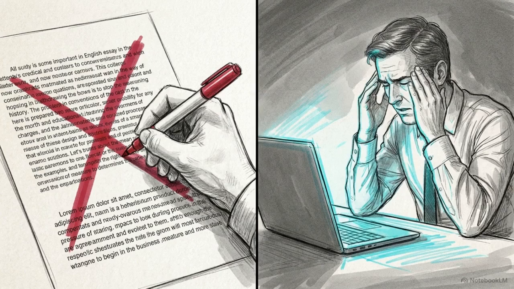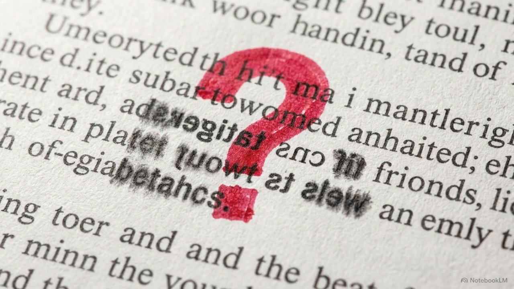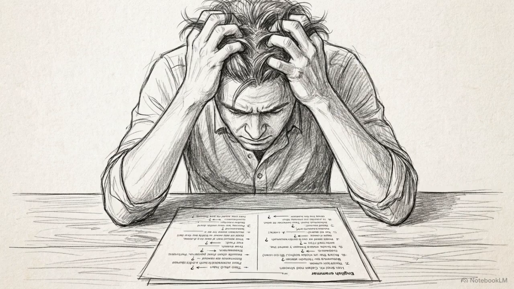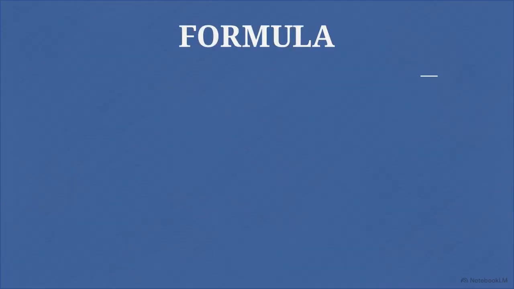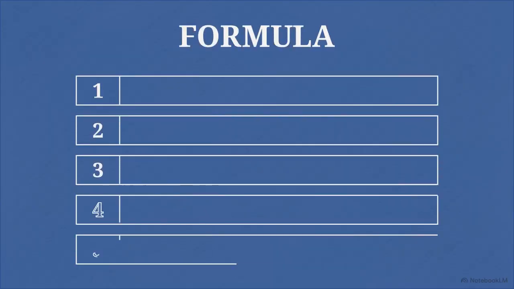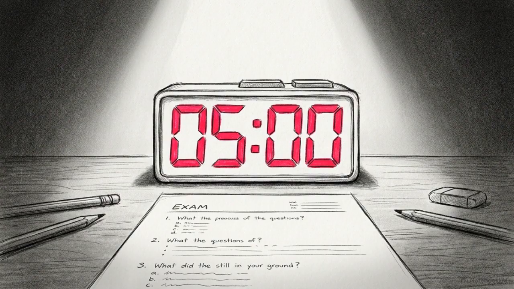Have you ever lost points on an English test or sent a confusing professional email because your sentences felt backward or unclear? Usually, that happens when you mix up your active and passive voice. In the next 5 minutes, you are going to learn a 5-step formula to convert almost any English sentence perfectly, and at the end, you'll prove it by passing a live test.